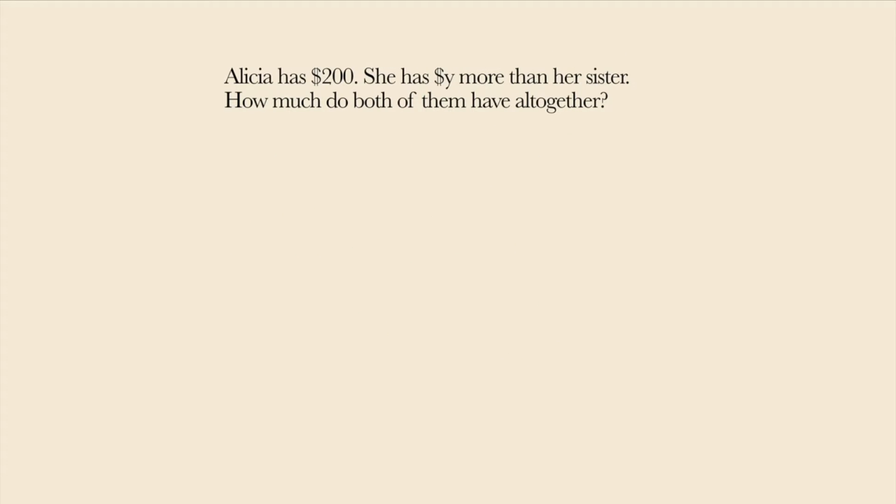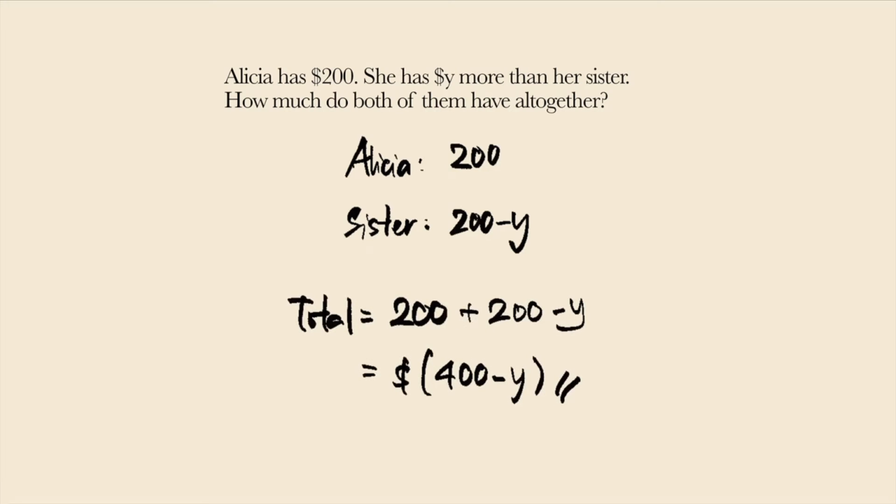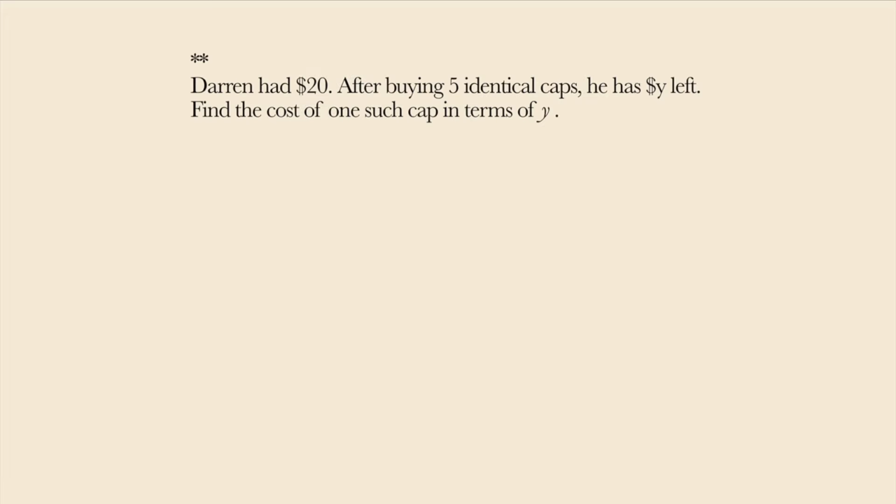Alicia has $200. She has Y dollars more than her sister. Alright, so whatever Alicia has, which is $200, she has Y dollars more than her sister, which also means her sister has Y dollars less. Okay, so what do they have all together? We're just going to combine the real numbers together. 200, 200, negative y. So the real numbers will combine to become 400. And that's the answer. And let's see how a level 2 question looks like.